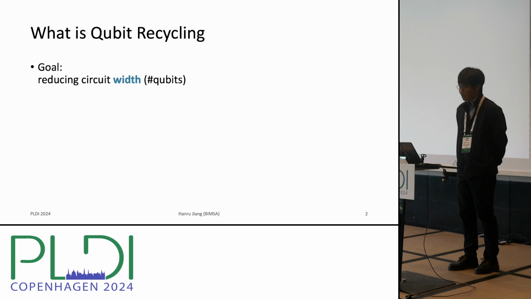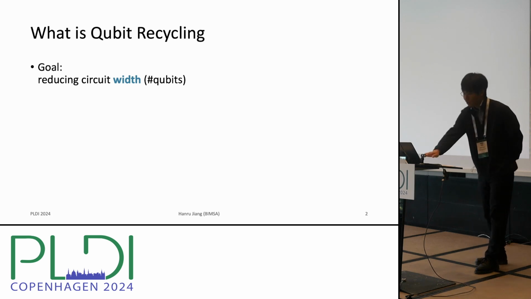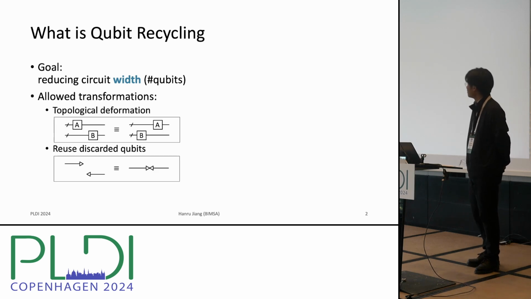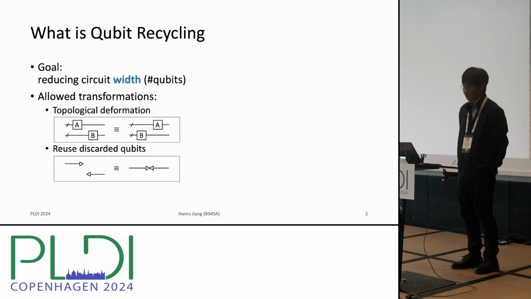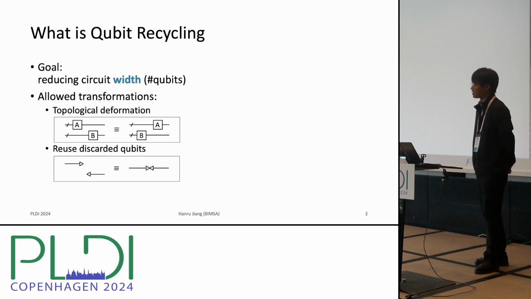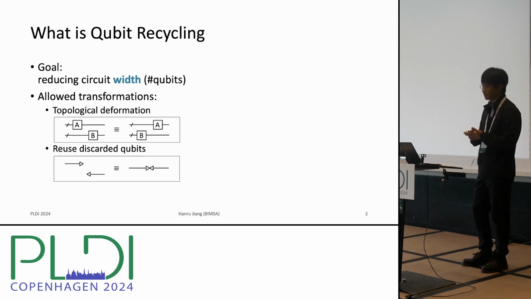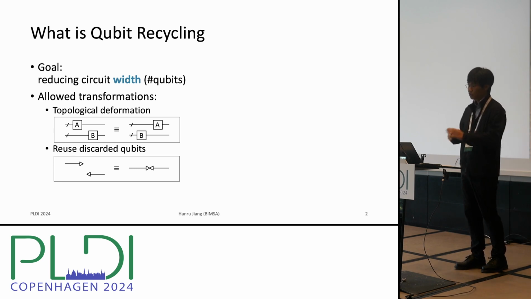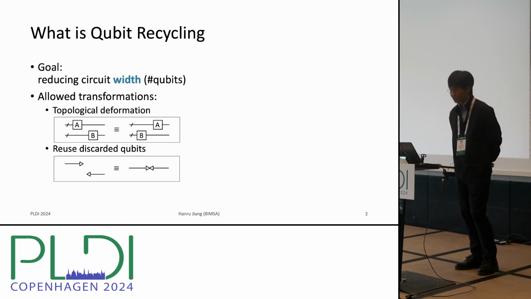But qubit recycling is not reducing circuit width in an arbitrary way. It is restricted to these two circuit transformations. One is topological deformation. It means that we can slide the gate along the wires so that if two gates are applied on disjoint qubits, they commute. Another is reusing discarded qubits.